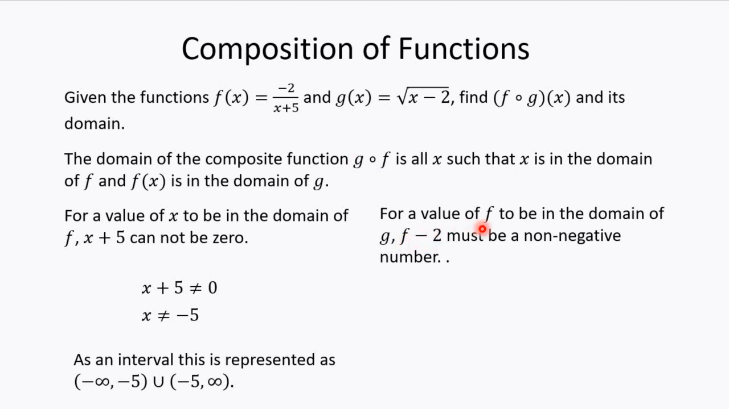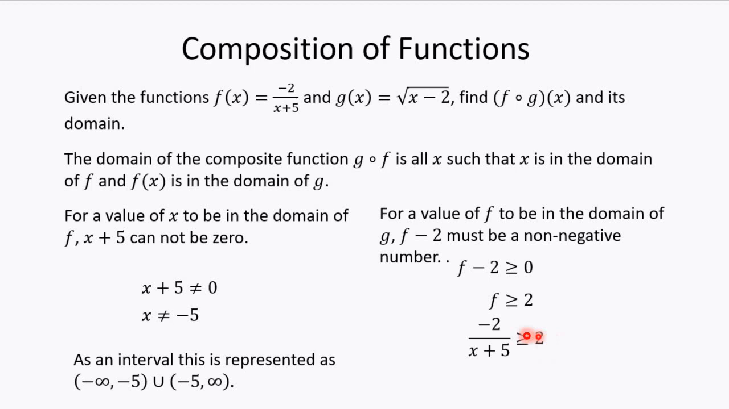So for a value of f to be in the domain of g, f minus 2 must be a non-negative number, because remember we're only taking the square roots of positives, or 0 if we want real numbers for answers. That can be written as f minus 2 is greater than or equal to 0. It has to be non-negative. I can solve this for f by adding 2 to both sides. I'll get this. And then I'll remember that f is actually equal to this. So I would replace f with negative 2 over x plus 5. So I get negative 2 over x plus 5 is greater than or equal to 2.